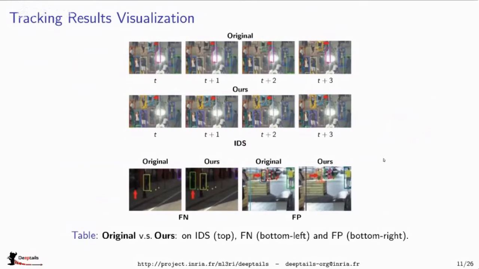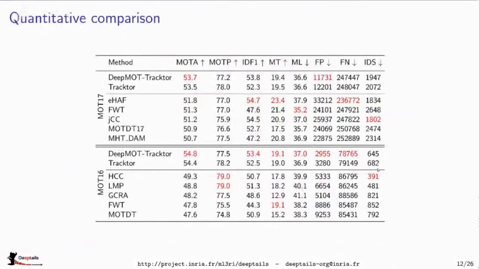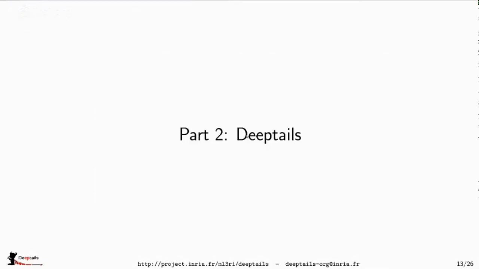When we compare this to the state of the art, we can see that using DeepMOT is improving the performance of Tractor. So we are able to reduce false positives, to reduce false negatives, to reduce the number of identity switches. And overall, we are able to improve the performance and therefore set a new baseline for the state of the art. So I will let now Yihong present the details.